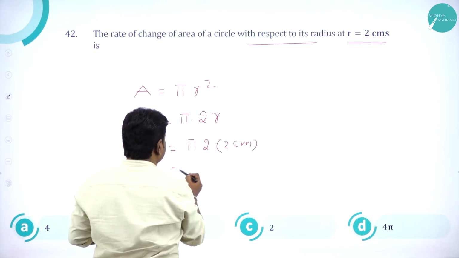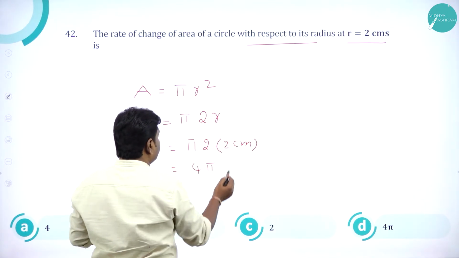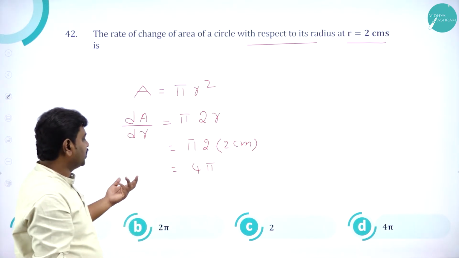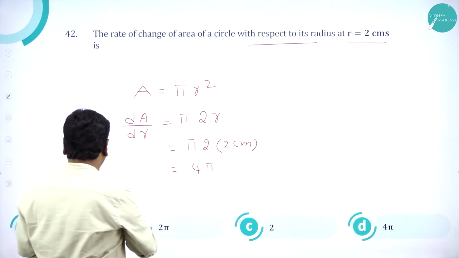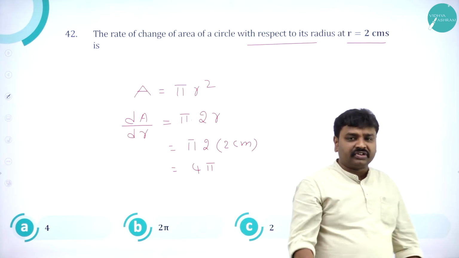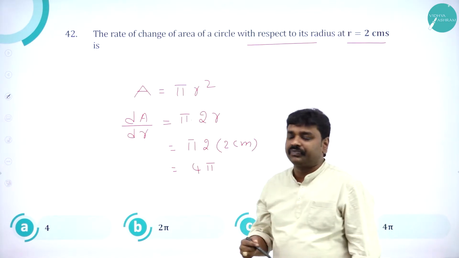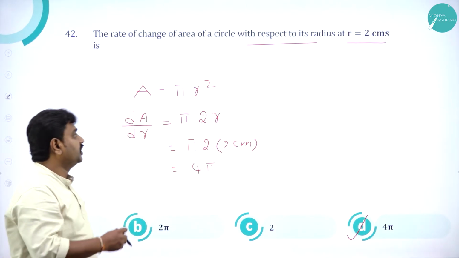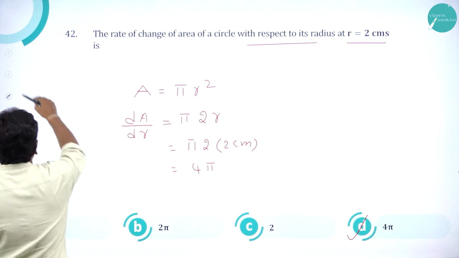So answer is 2 into 2 pi, 4 pi centimeter square by centimeter, it will become centimeter, or they have not given units, they gave magnitude. So rate of change is 4 pi. Unit is what? Centimeter square per centimeter. For every 1 centimeter change in radius, area changes by 4 pi centimeter square. So 4 pi is the answer.